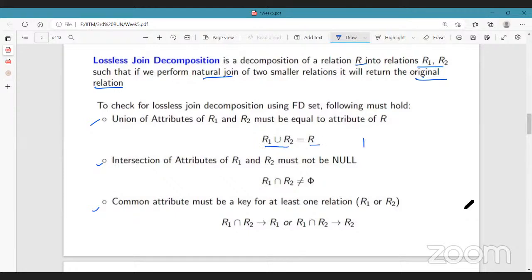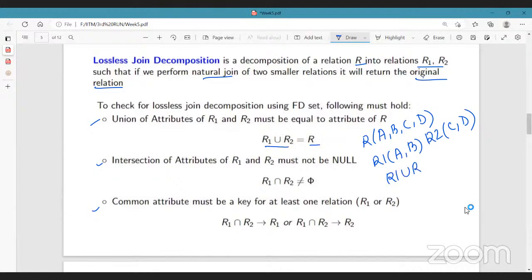That is, say for example, we have R(A, B, C, D). And we have decomposed it into R1(A, B) and R2(C, D). So when we perform a union between R1 and R2, are we getting R? Anyone? Are we getting R? Yes, ma'am. So we are getting R, right? Because all the attributes in the relation are present when we perform a union between the two decomposed relations. So that is how this particular rule works out.